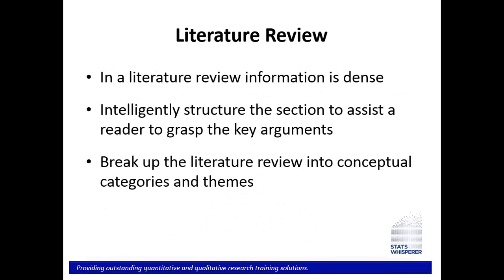So now keep in mind, a literature review has very dense information, right? Like I said, you'll find conflicting findings, concurrent findings, you'll find many things. So you need to have it all very organized. So intelligently structure the sections to assist the reader to grasp key arguments. So you don't want to be all over the place. So you want to have concise points and really summarize what's said. Break up the literature review into conceptual categories and themes. So have headings and subheadings.